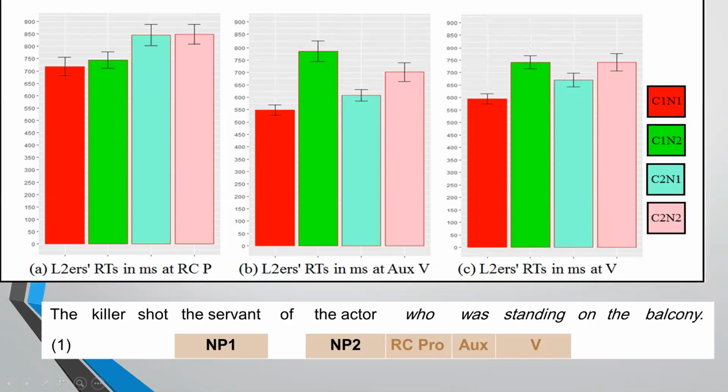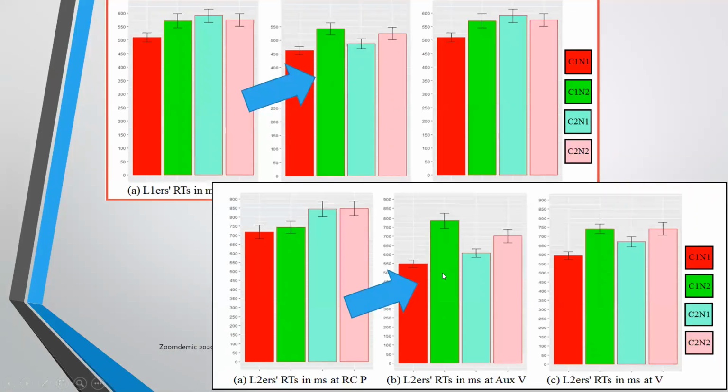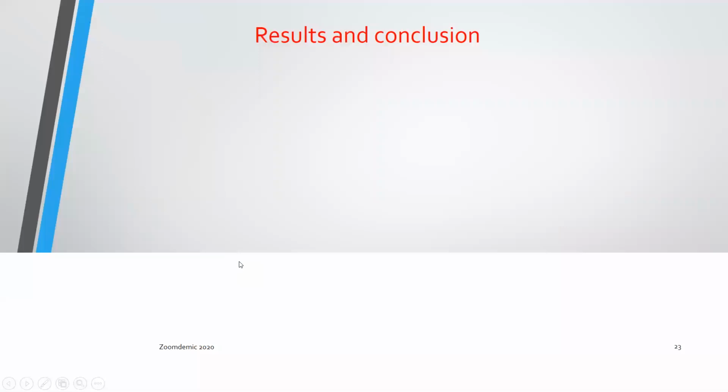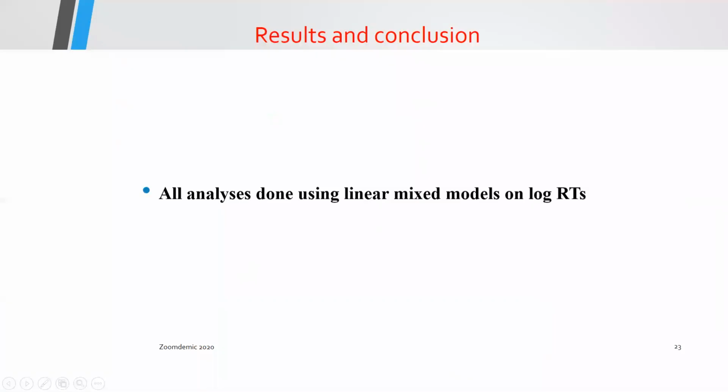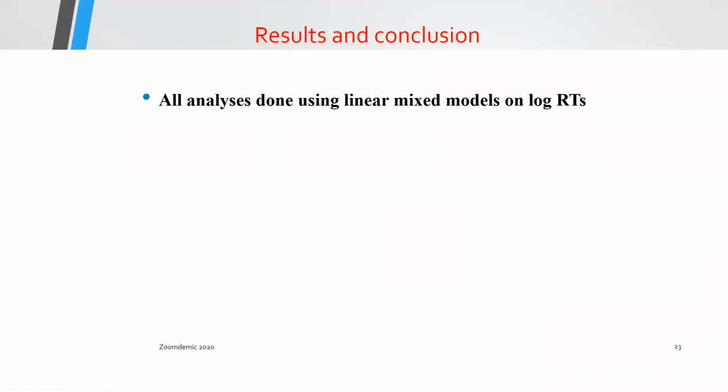So if you compare the two, you could see that there's a similar pattern of RTs happening in the second critical region. And that leaves us with the following results. All analyses were done using linear mixed models on log RTs, which is the statistic that we have used.